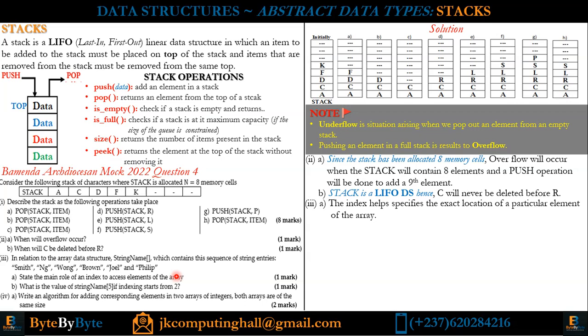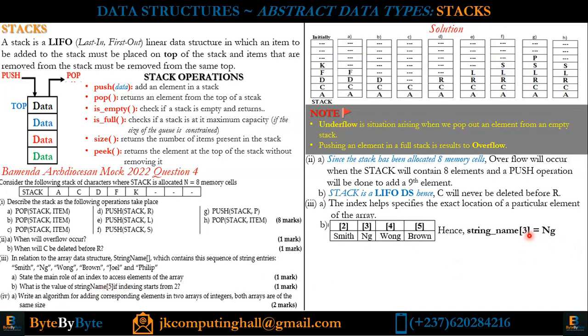B says, what is the value of string name position 5 if indexing starts from 2? So they're telling us that the first position in our string is 2. Now let us illustrate this. This is what you are going to have. As you can see, they say the first index is 2, meaning that Smith is at position 2, the next at 3, at 4, at 5. So as you're asking, string name 5 will be what? It will simply be Brown.